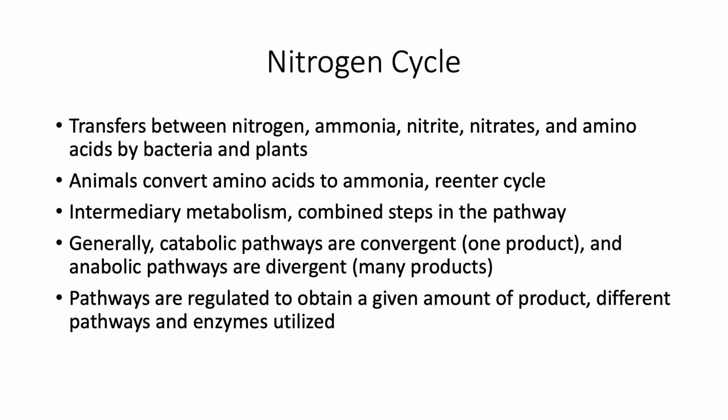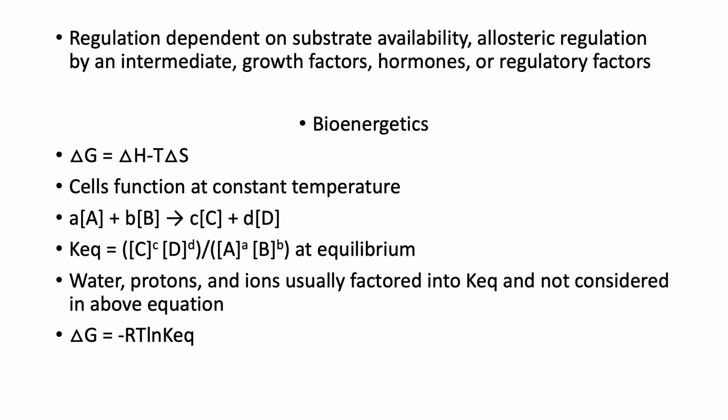So generally speaking, catabolic pathways are convergent. One product is formed, whereas anabolic pathways are divergent, where many products are formed. Pathways are regulated to attain a certain number of simple different pathways, and enzymes are utilized. So when we look at biological regulation, that is dependent on several things in the chemical milieu, namely substrate availability, allosteric regulation by an intermediate, growth factors, hormones, and regulatory factors.